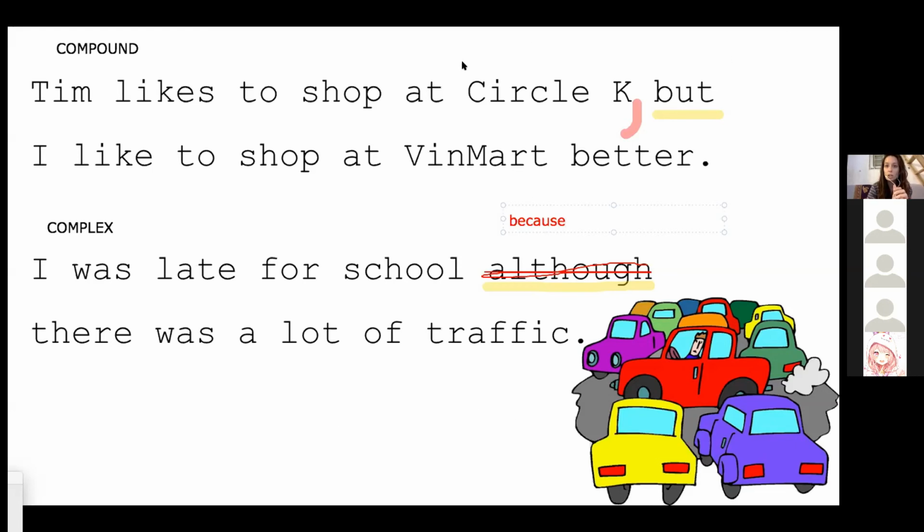Okay, so when you're choosing your subordinating conjunctions, remember that they show the relationship between the two ideas. So make sure you're using the correct one. We talk a lot about this when we're talking about cause and effect. A lot of our cause and effect sentences are complex sentences using subordinating conjunctions. Because, if, so, since. All right? So keep that in mind when we're doing our sentences.